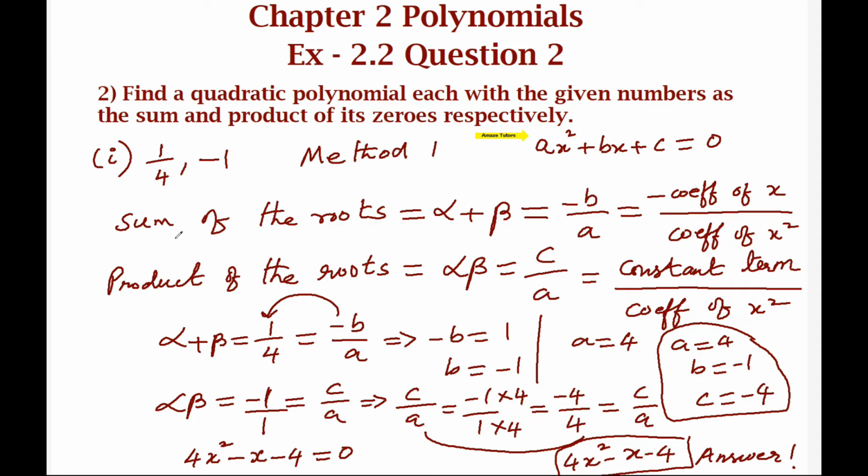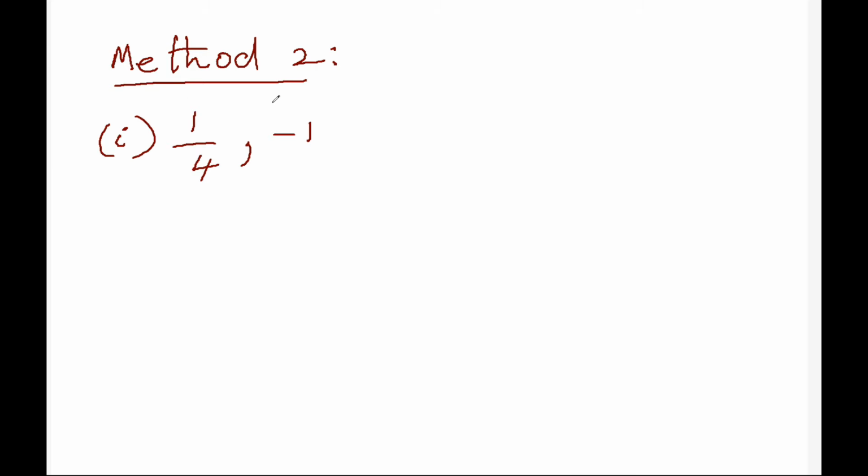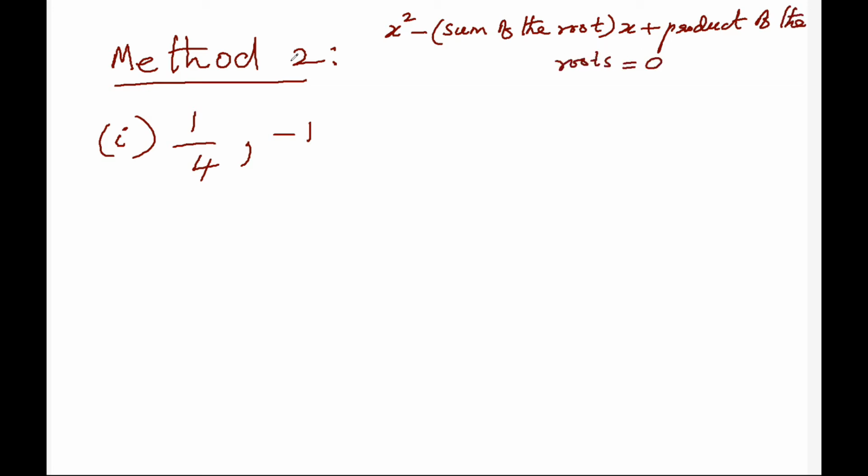I hope you understand this method using the sum of the roots and product of the roots. Now I'll show you method 2. So let me write a formula for that. X squared minus the sum of the roots times x plus the product of the roots is equal to 0. So this is the formula we learnt already.